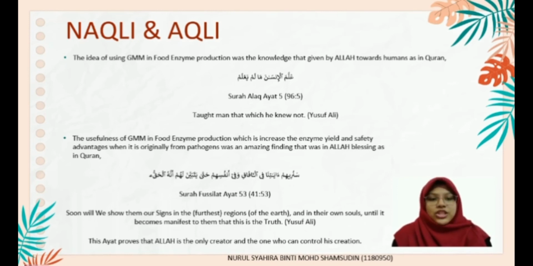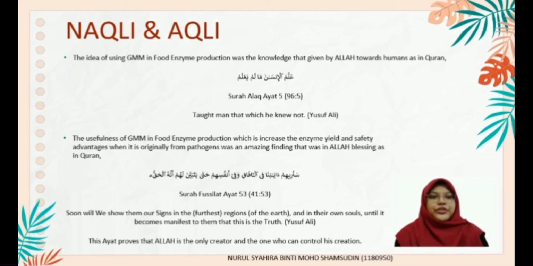And also the usefulness of GMM for food enzyme production, as it can increase the enzyme yield and also provide safety advantages. It is one of the findings that is a blessing from Allah, based on the Quran, Surah Fussilat verse 53: أعوذ بالله من الشيطان الرجيم سنريهم آياتنا في الآفاق وفي أنفسهم حتى يتبين لهم أنه الحق. صدق الله العظيم. This means that we will show them our signs in every region of the earth and in themselves until it becomes clear to them that this is the truth.